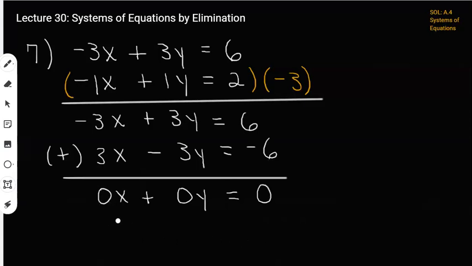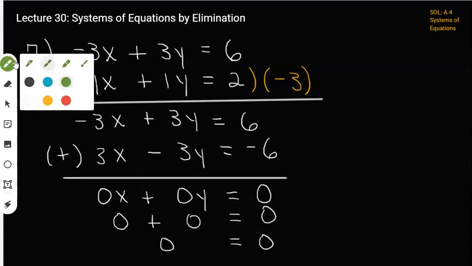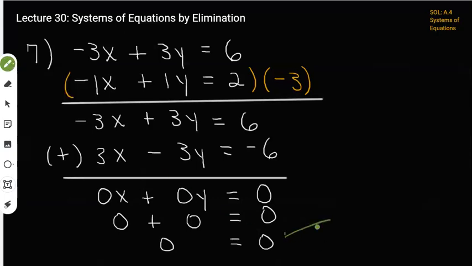So 0 times x is 0. 0 times y is 0. Because if you multiply by 0, you're always going to get 0. And then 0 plus 0 is 0. So in the end, I get 0 equals 0. That's actually a true statement. And whenever you have a true statement, your answer is going to be infinitely many solutions. Infinitely many solutions.